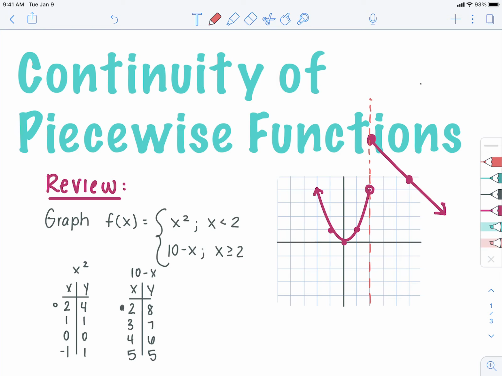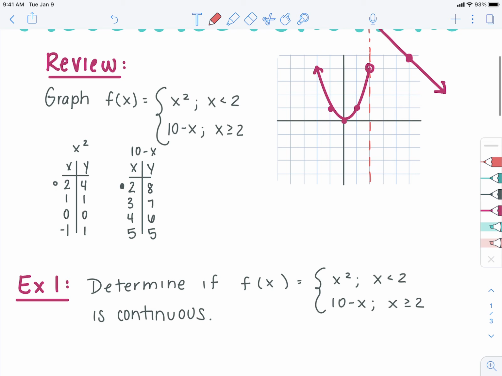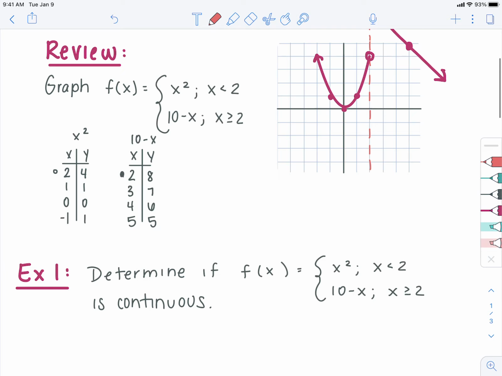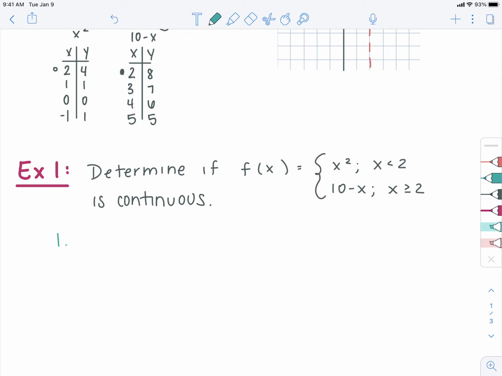So knowing what this graph looks like, if I ask you to determine if that function was continuous, there's a little checklist that we're going to go through. The first thing I want to know is, I want to ask myself, is x squared continuous?